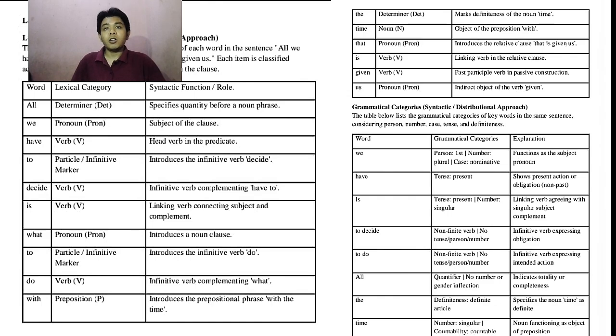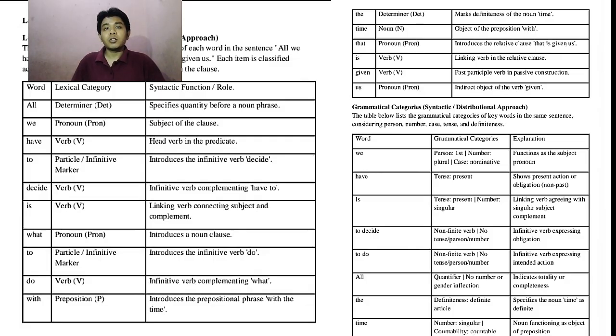For instance, all is a determiner that shows quantity, we is a pronoun functioning as the subject, have is the main verb that expresses obligation, to decide is an infinitive verb acting as the complement of have, the verb is functions as the linking verb, connecting the subject and its complement.